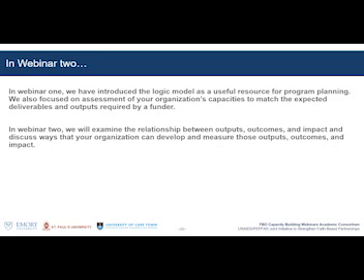In webinar 2, we will continue the use of the logic model as a framework, and we'll examine the relationship between outputs, outcomes, and impact, and discuss ways that your organization can develop evaluation processes to measure those outcomes in relation to impact. And so we'll talk about different methods and uses of evidence and different methods for gathering evidence in regard to evaluating outcomes and a larger scale, longer term impact evaluation.